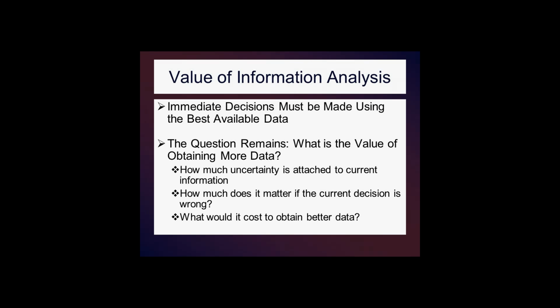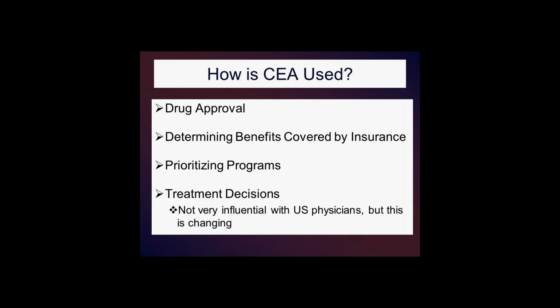So value of information analysis goes, what's the value of obtaining more data? So here's my recommendation. What if I'm wrong? What's the likely impact on health and costs and all that? And I can estimate that. And then that analysis will also inform me what the parameters of the trial are that need to be run in order to resolve the uncertainty, and what would it cost? So then I can compare the value of the information with the cost of obtaining it.